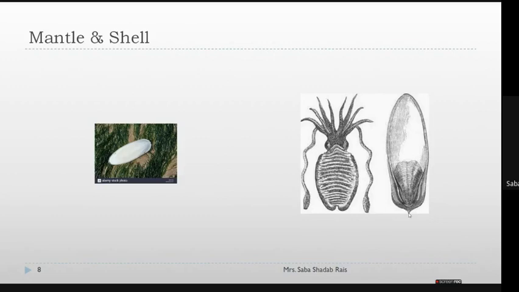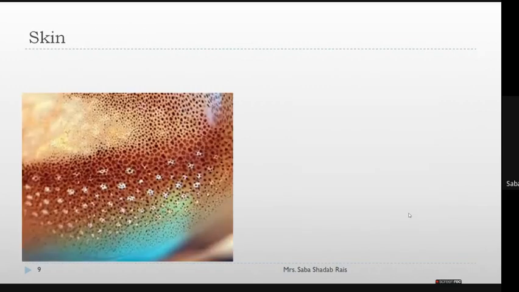Now, next we will talk about the skin. The skin of the living cuttlefish undergoes frequent changes of color. I will show you how it happens in a small video in the next lecture.